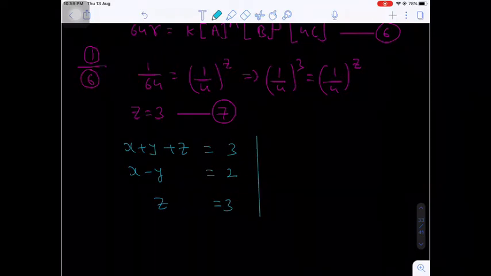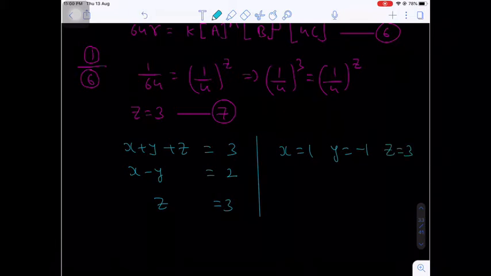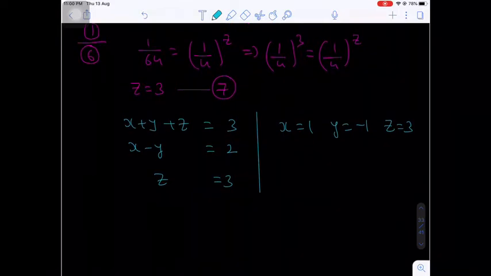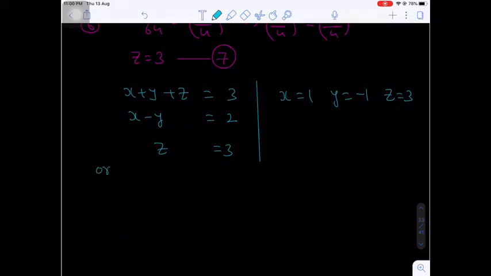Okay, after simplification of these 3 equations, can you find the x value as a 1? Yes. Y value as a minus 1, and the z value as a 3. Are you getting my point? So order with respect to A 1, order with respect to B minus 1, order with respect to C 3, third order. Are you getting my point?